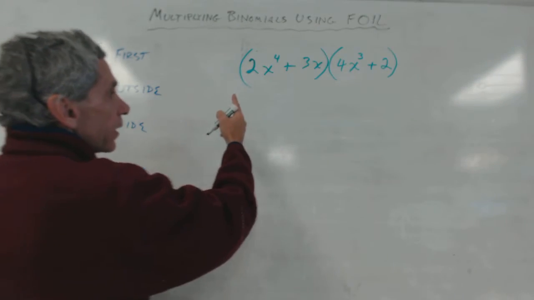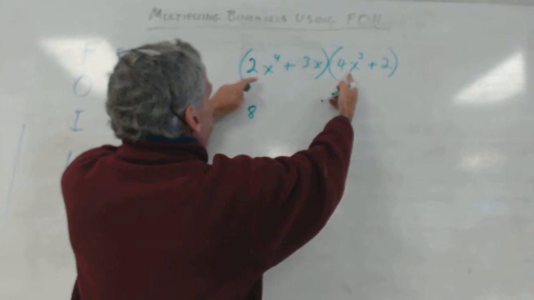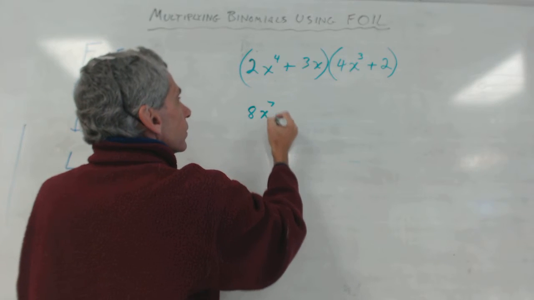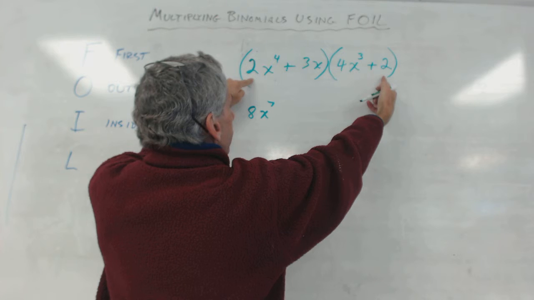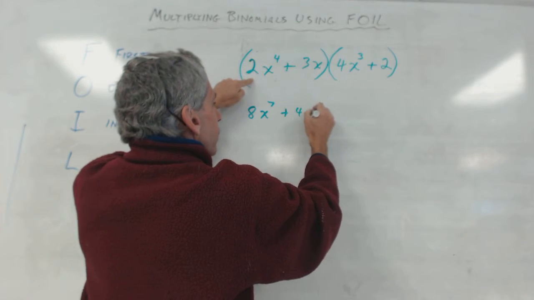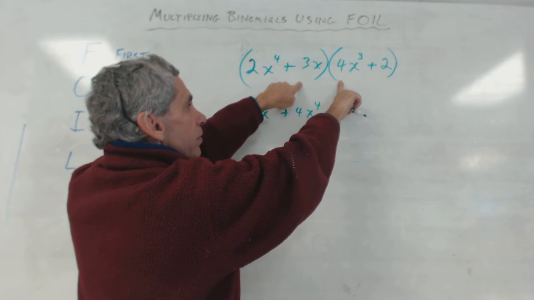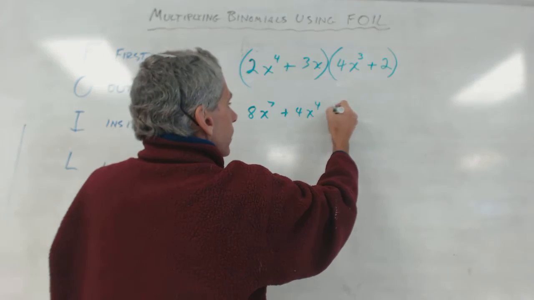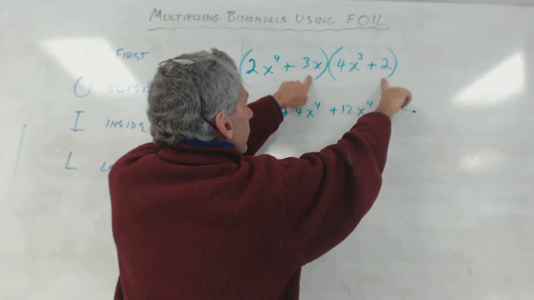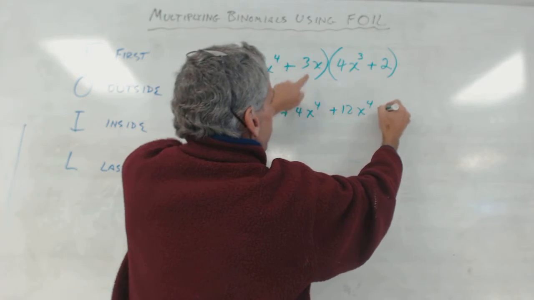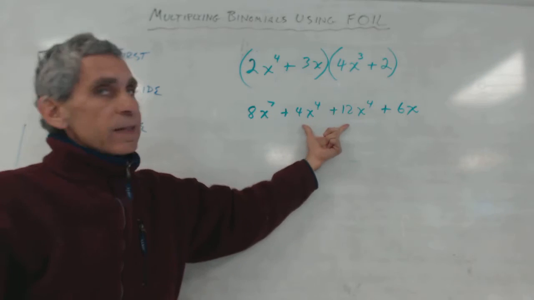But let's look at it. We've got 2 times 4, that's 8, right? Is it 8x to the 7th? 8x to the 7th. And then my outside, plus 4x to the 4th. My inside, plus 12x to the 4th. And then last, plus 6x. Okay, so now I could combine these two middle ones, right?